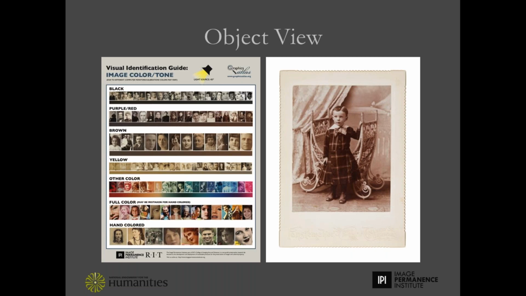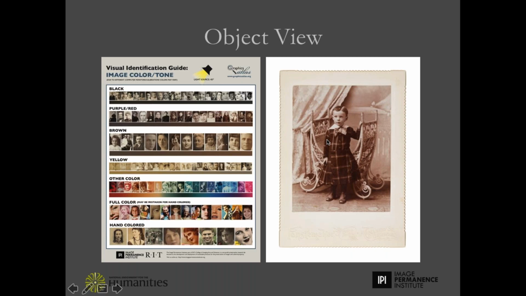What do we want to notice? The first thing we want to notice is, you got it, what is the support, right? We have a paper support. We can see that it's mounted to a secondary support. So since it's mounted, it's probably paper. With this object on hand, you'll have a pretty good sense what this object is. It's on paper.